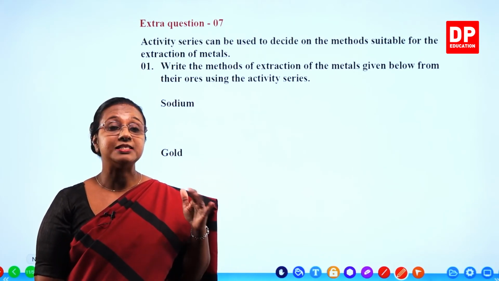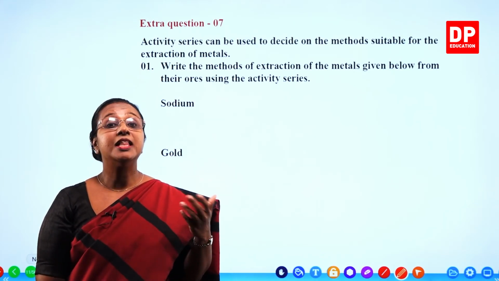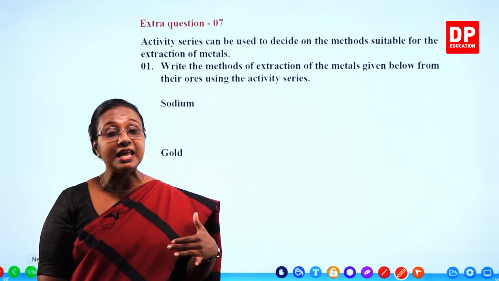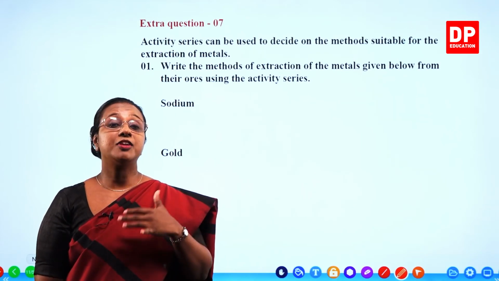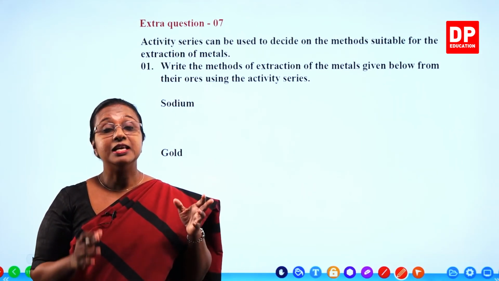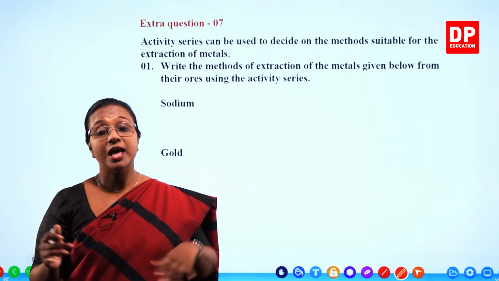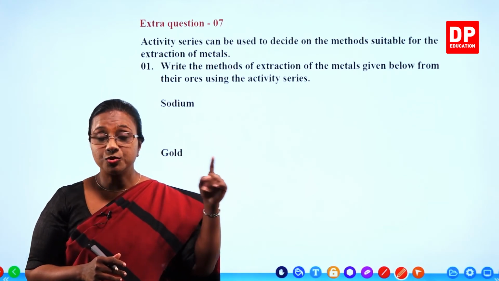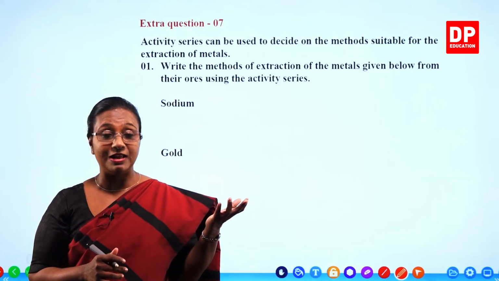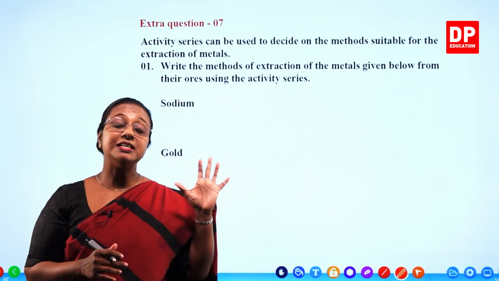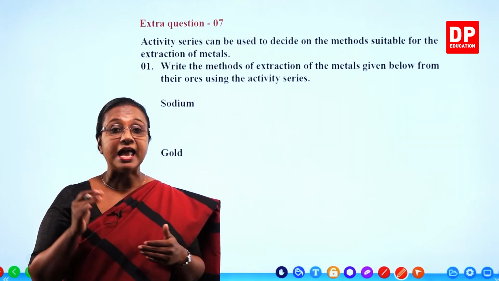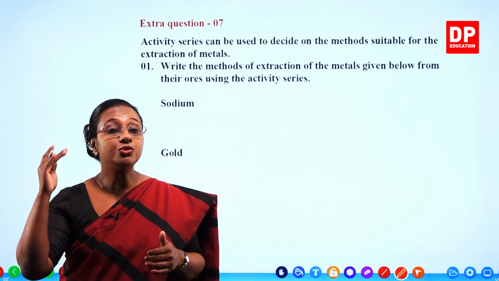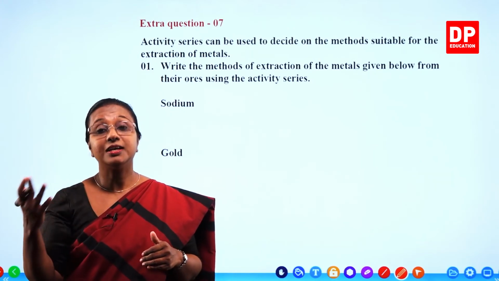Potassium, sodium, calcium, magnesium, aluminium. Then what do we have? After aluminium, we have zinc, iron, tin, lead. Then there is hydrogen. After hydrogen, copper, mercury, silver, platinum and gold. Out of those, if you can remember, students, the metals at the top, potassium, sodium, calcium, they are highly reactive elements. So what happens there? They exist in the form of compounds and usually methods like electrolysis is used to extract these metals from their compounds.